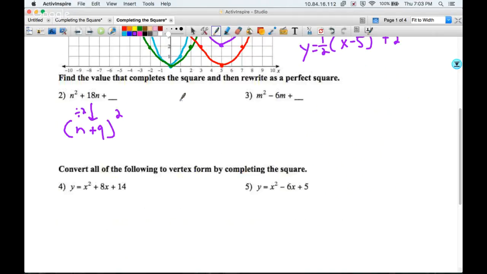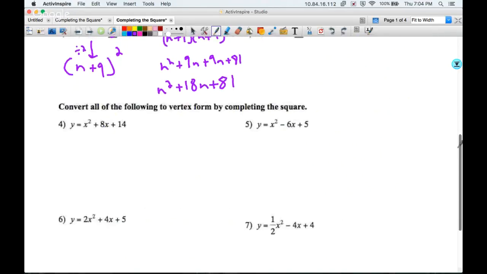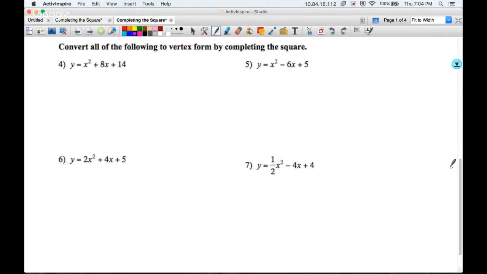And that gives us an extra, if I actually expand this out, (n plus 9) times (n plus 9), we get n squared plus 9n plus 9n plus 81. If I FOIL that, we get n squared plus 18n plus 81. This question here is just asking you to fill in that 81. All right. Convert all of the following to vertex form by completing the square.